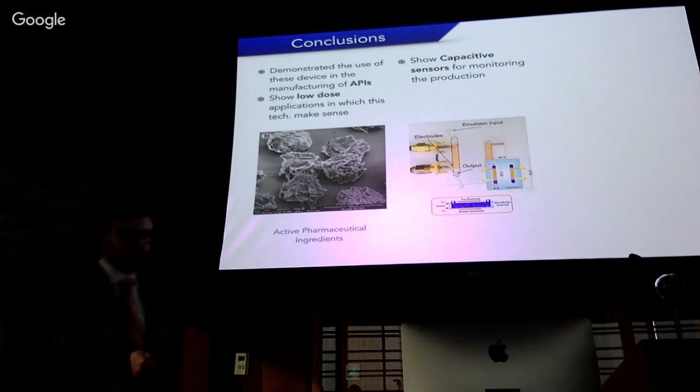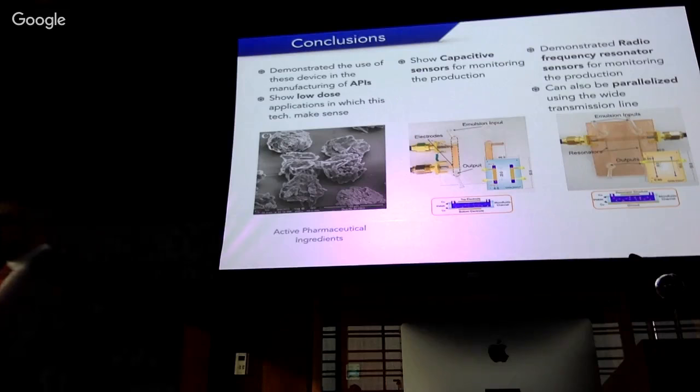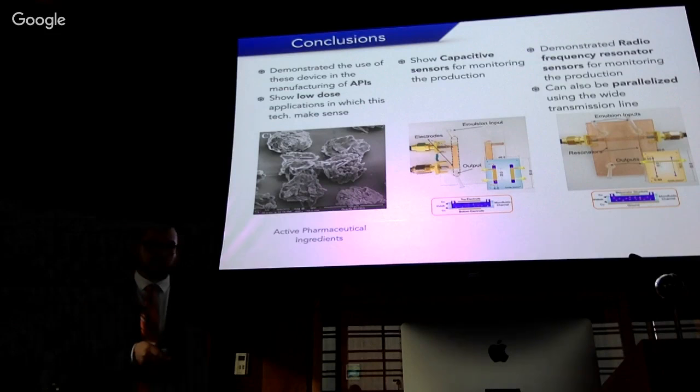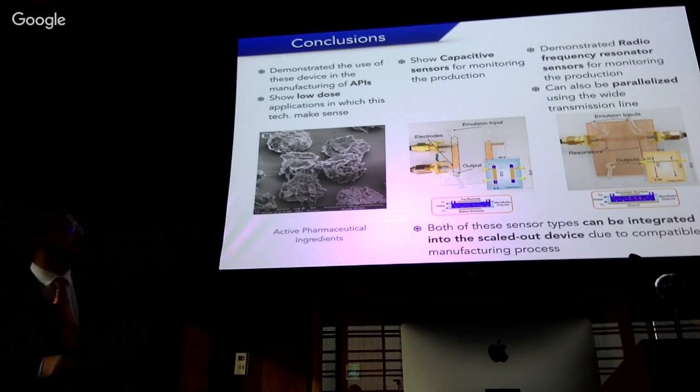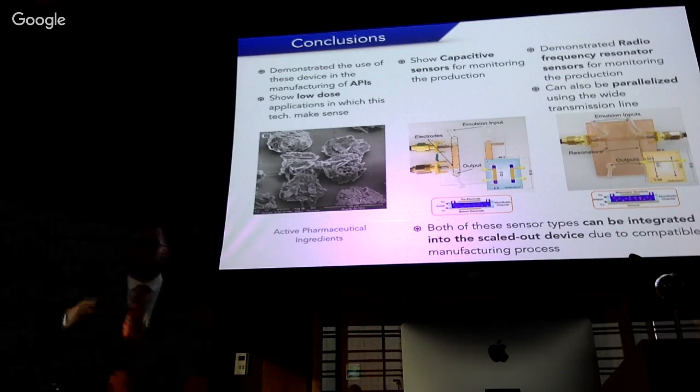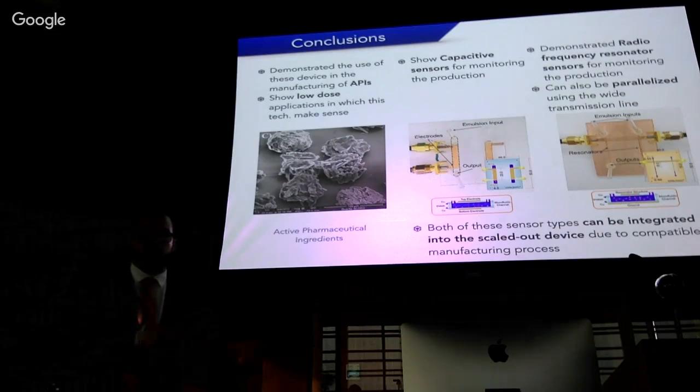Then we show capacitive sensors and RF resonators. Although both have similar sensitivities, the resonators allow us to parallelize the readouts, or to parallelize the monitoring, so we can monitor more channels. And the good news is that these sensors can be integrated into the device, and by doing so, you can have an integrated device with production and monitoring.